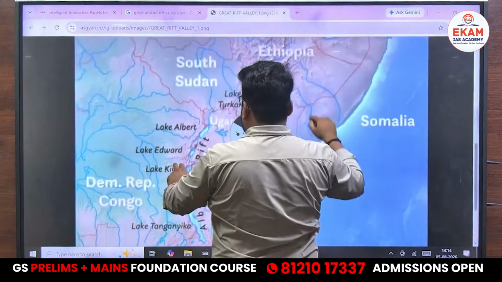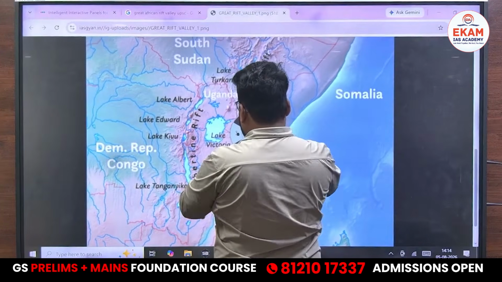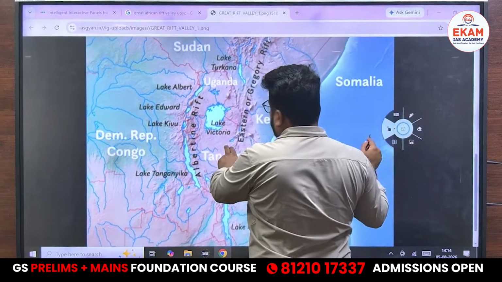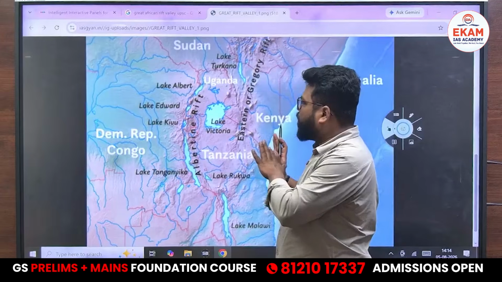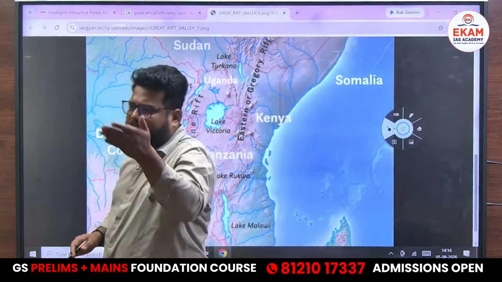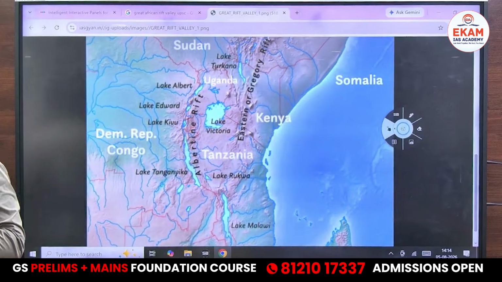Like here, if you could see, these are the lakes which you could see there. But Lake Victoria is not a direct part of the rift. It is within that rift, but not exactly because of rift formation.